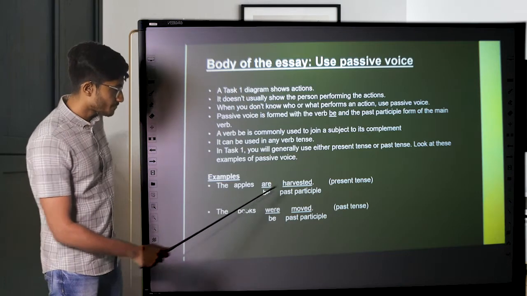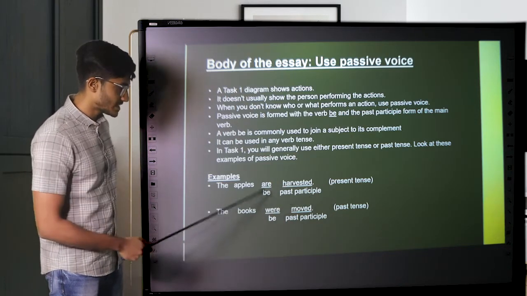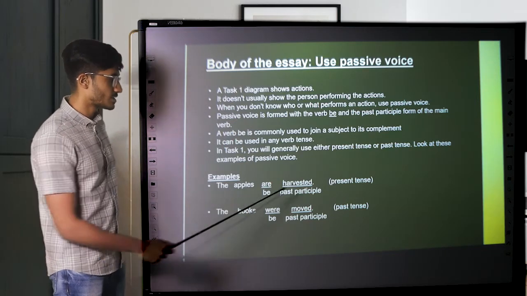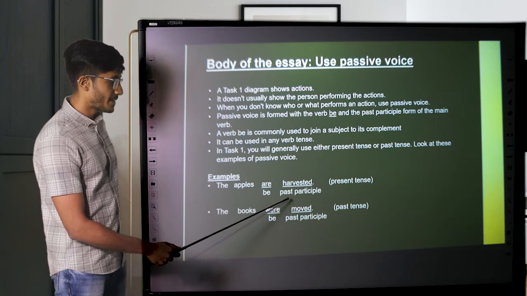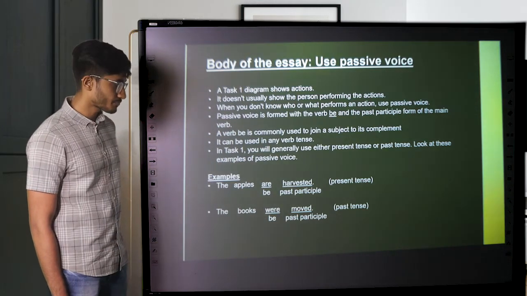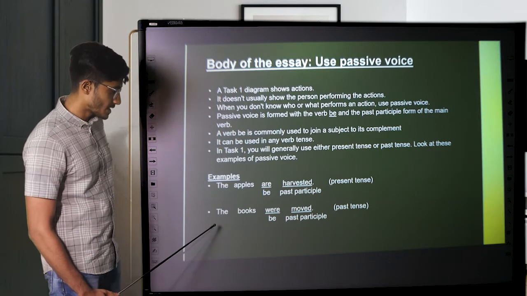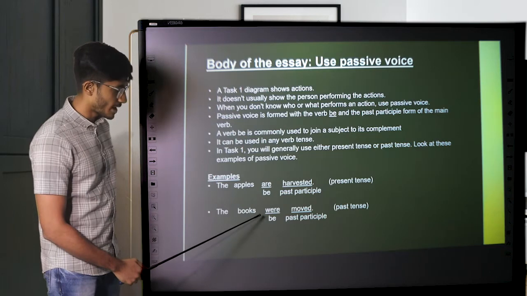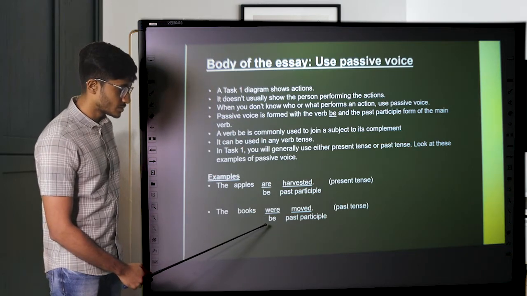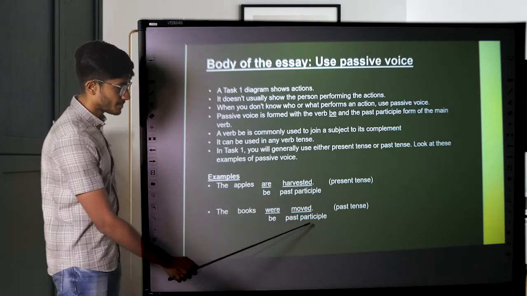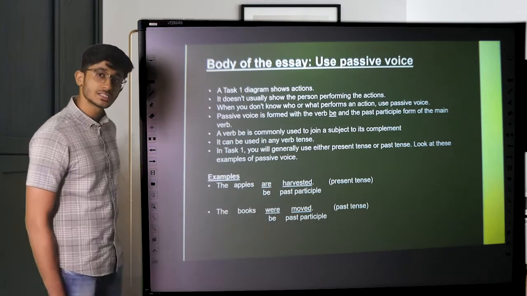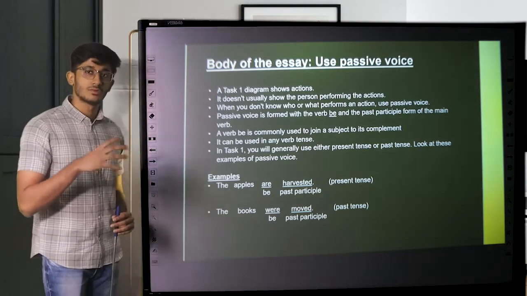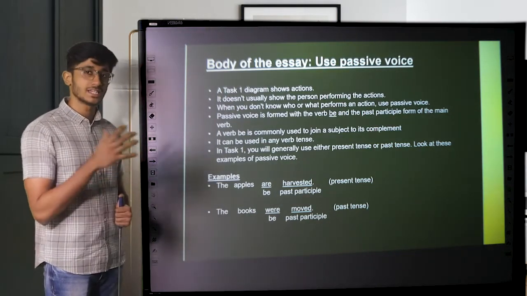The apples are harvested. This is in present tense because you have are. Are is the be verb which connects the subject to the complement, and harvested is the past participle of the main verb. In this example, we have the books were moved. This is in past tense because you have were, and were is the be verb which connects the subject to the complement, and moved is the past participle of the main verb. So this is how you should be writing while writing about the details, and you should be writing in passive voice.